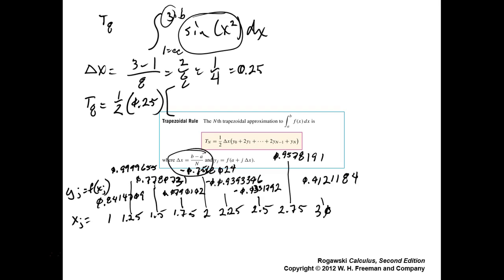Let's go back and make sure we're starting at the right place. Can you see all your numbers yet, or are they off screen? Okay. It's one of these plus two of those plus two of those plus two of those. That's 0.0790102. Plus 2 times this one, that's a negative 0.7568024, plus 2 times 0.093933, I think that's a 4-6.